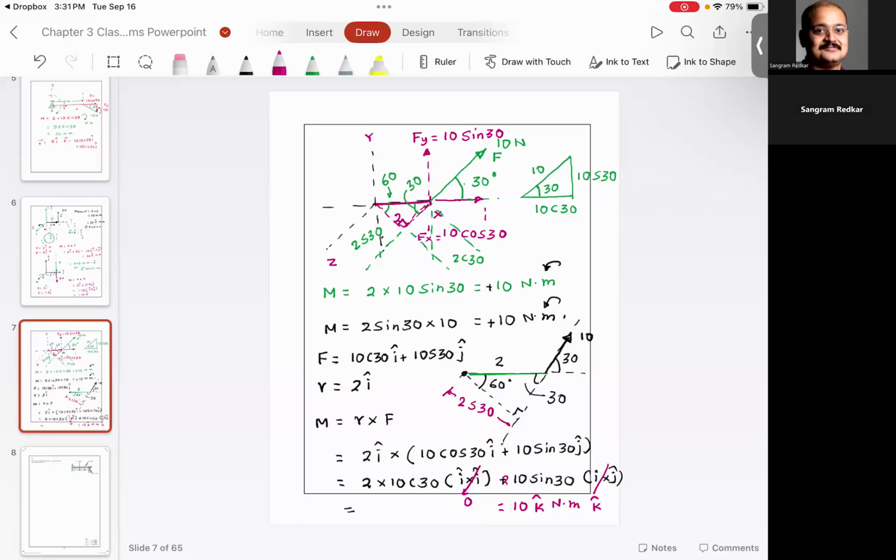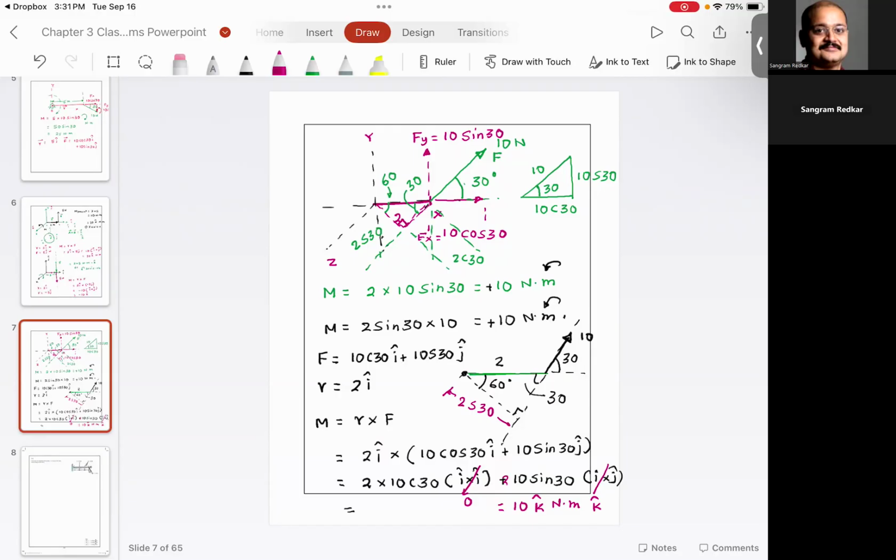Can you see the first part? We resolve the force. The second part, we resolve the radius. I did M is equal to R cross F. When I resolve the force, if I were to resolve the radius, what do I need to do?